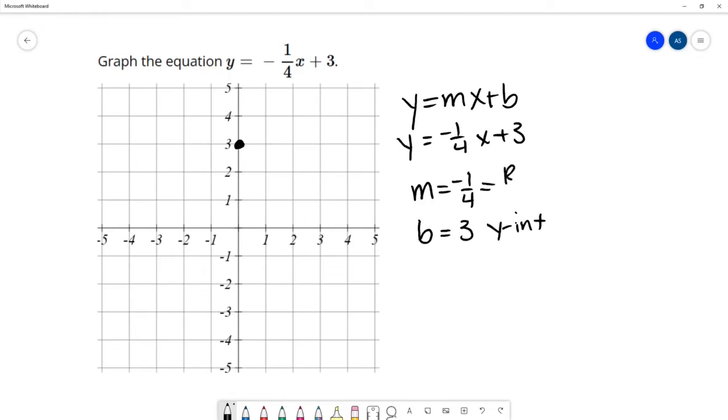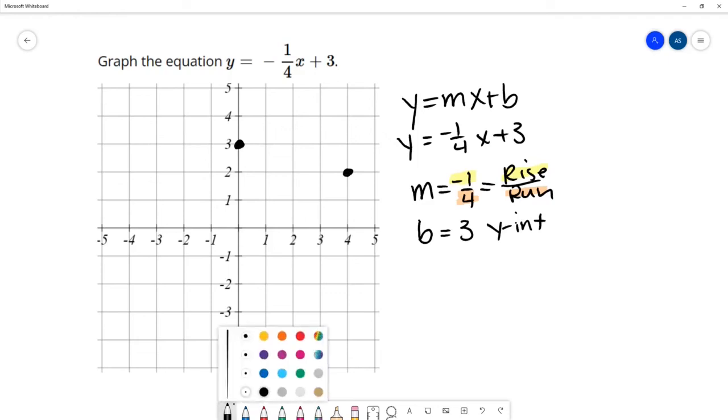Let's use rise over run. So we have a rise of negative 1 and a run of 4. We'll go down 1 and to the right 4. And that gets us to this point right here.